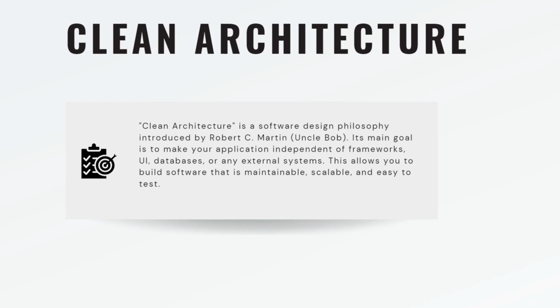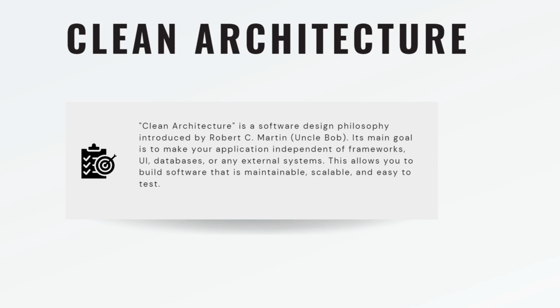Hello people, in this lecture we're gonna see what clean architecture is and how to implement it. Clean architecture is a software design philosophy introduced by Robert C. Martin. Its main goal is to make your application independent of framework, UI, database, or any external systems. These allow you to build software that is maintainable, scalable, and easy to test.